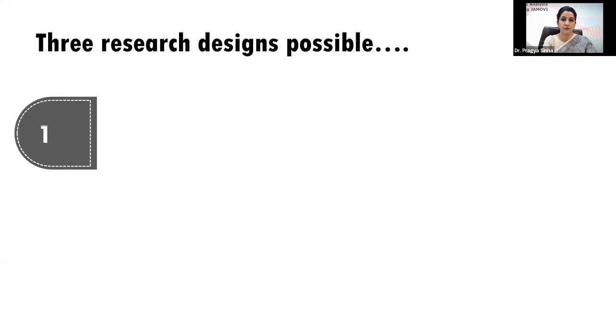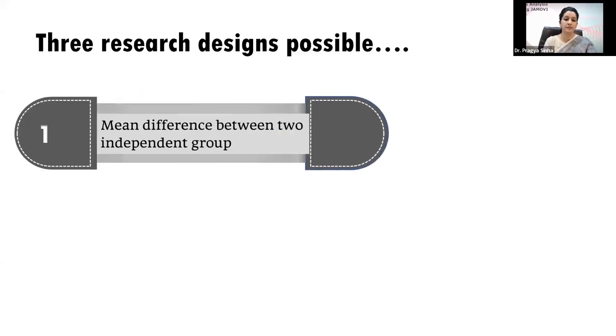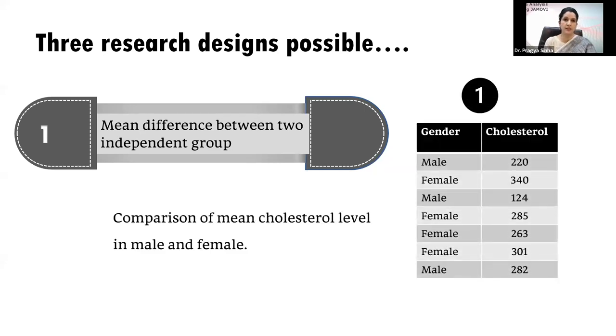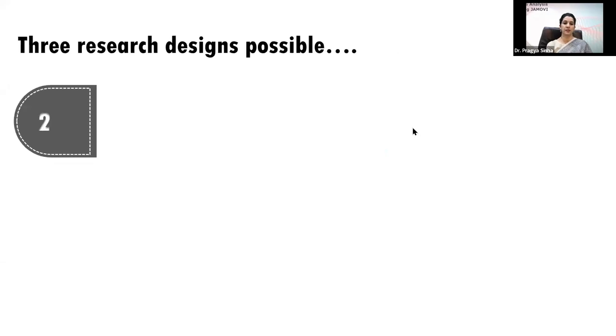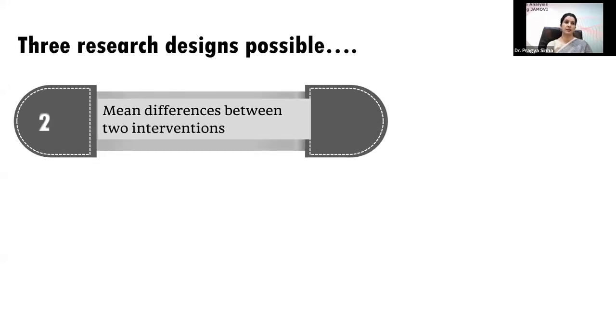So there are three possible research designs where we can apply this independent sample t-test or the unpaired t-test. The first is if I want to see the mean difference between two independent groups. Like, this is the data set, and we have seen this earlier also, where we were comparing the hemoglobin level between the genders. Seven individuals are there, and this is the cholesterol level of those individuals. And if I want to compare the mean cholesterol level between male and female, then I will apply the independent sample t-test.